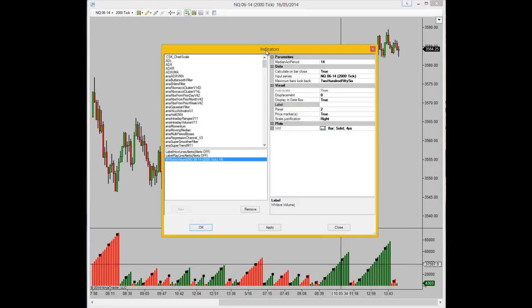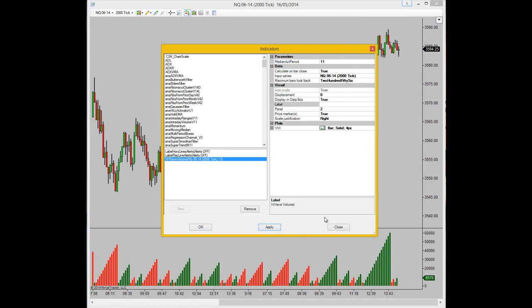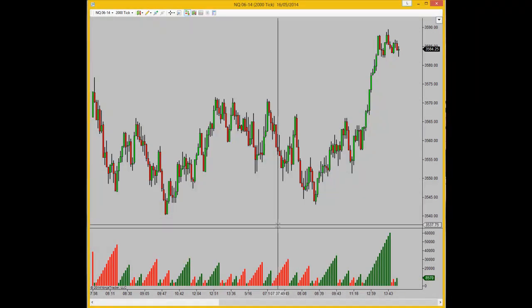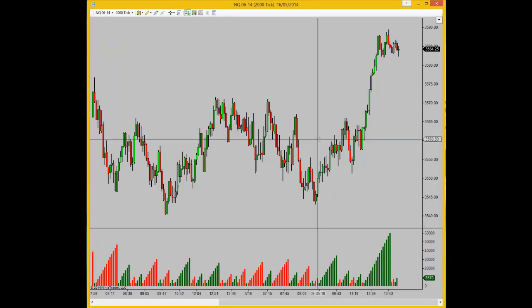The indicator settings, you can use 14, or you can go all the way down to 11, and that would have given you just a little bit more exact bars for the sellers.